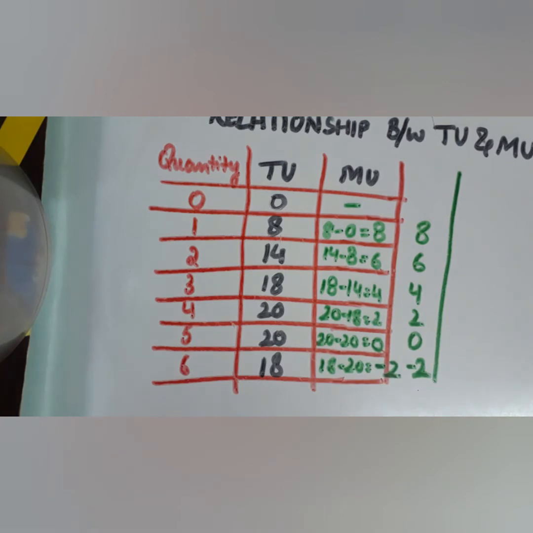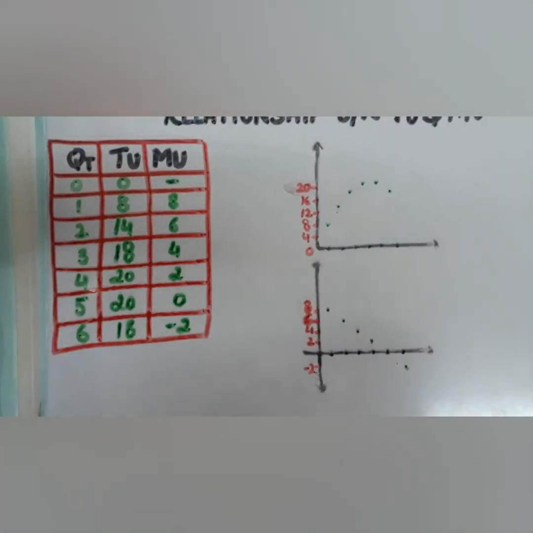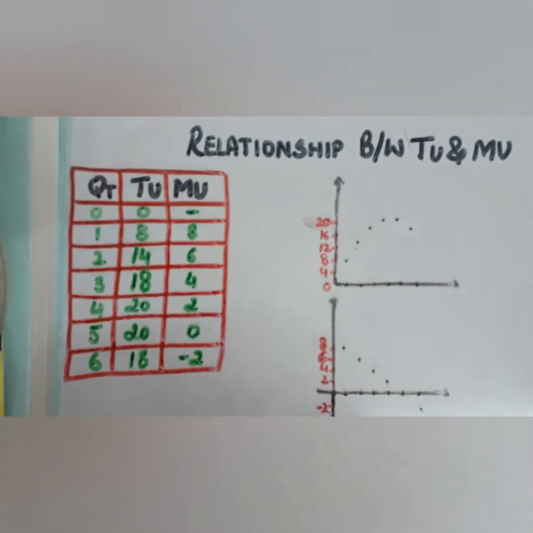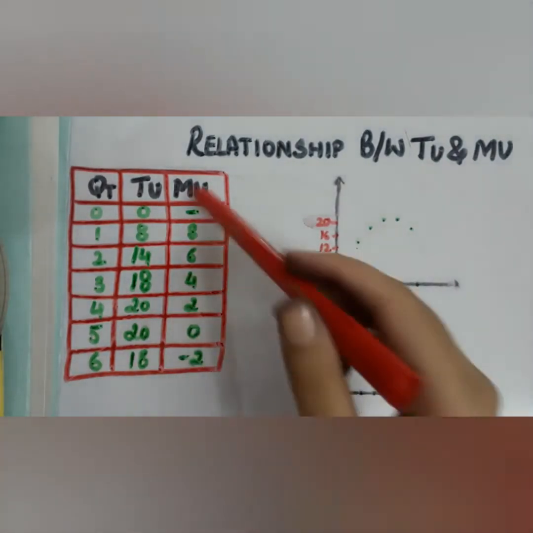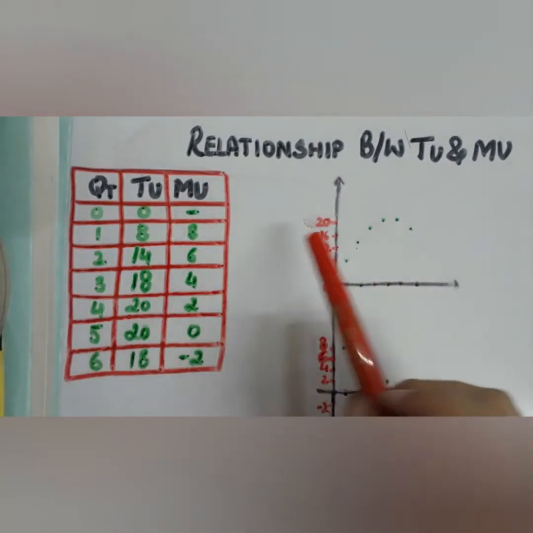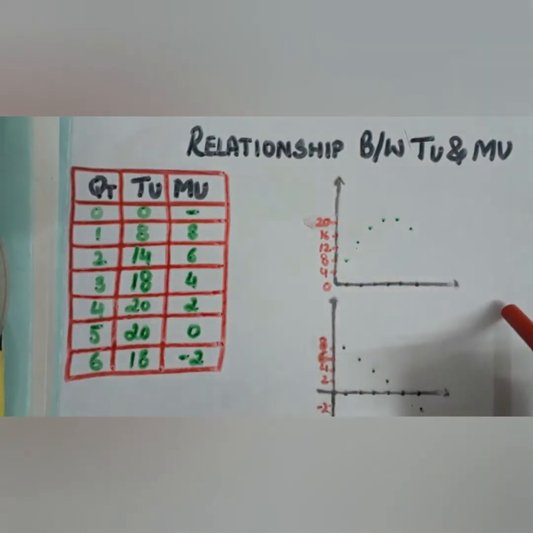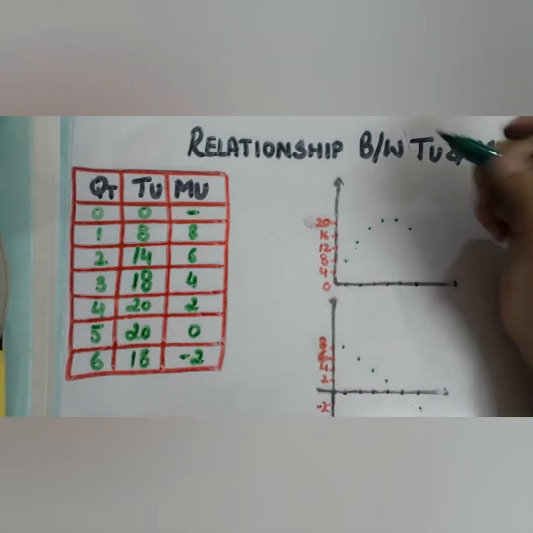Now we will be discussing the graph of this particular table. We will be forming the graph. We will be discussing the relationship. We will be studying the graphical representation. First of all, the table I have explained to you. So I have drawn one graph. This is for total utility, and the other one which I have drawn is for marginal utility.